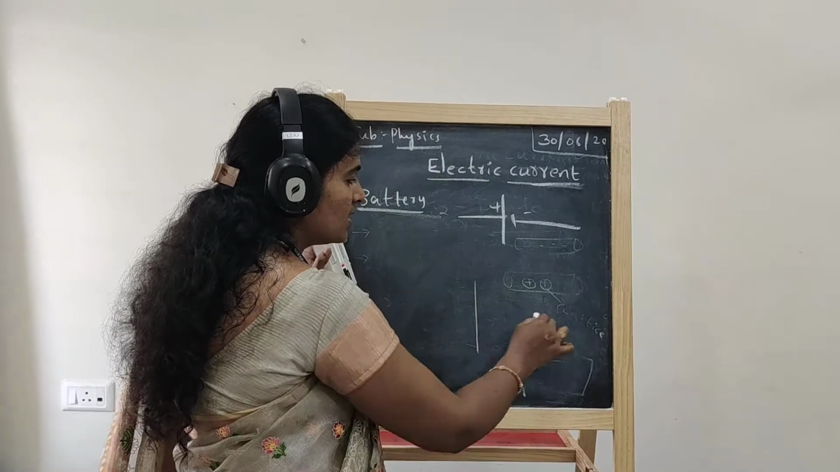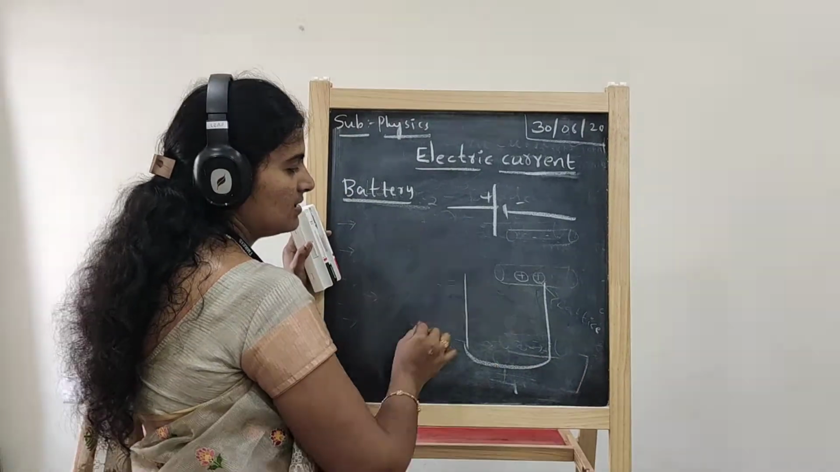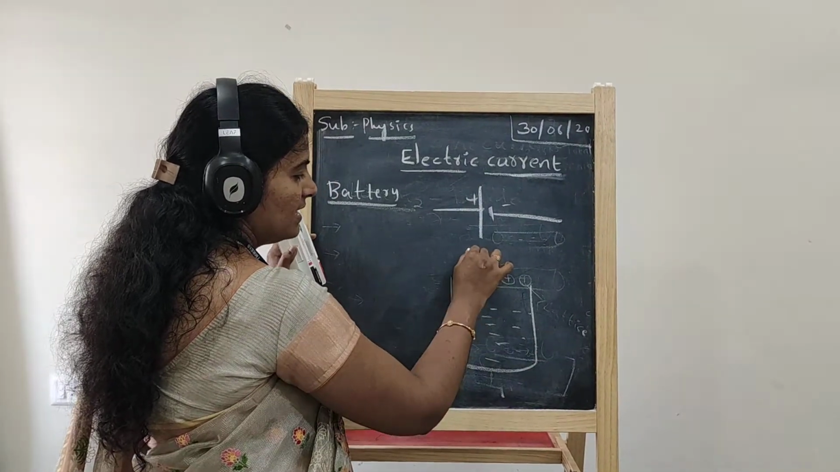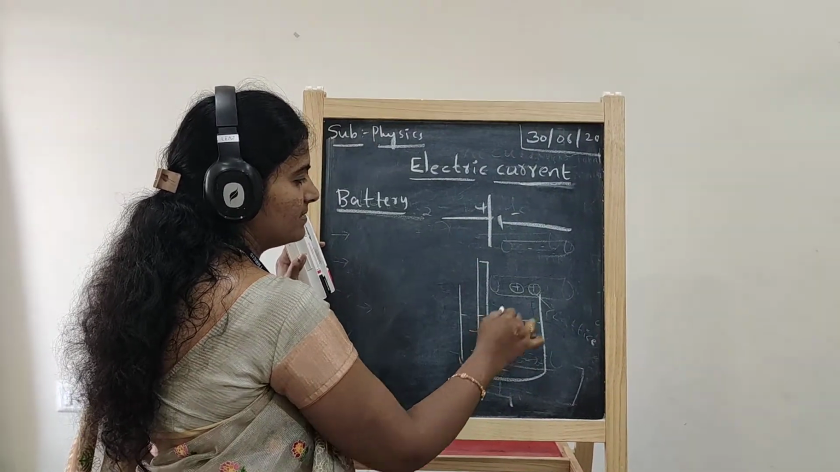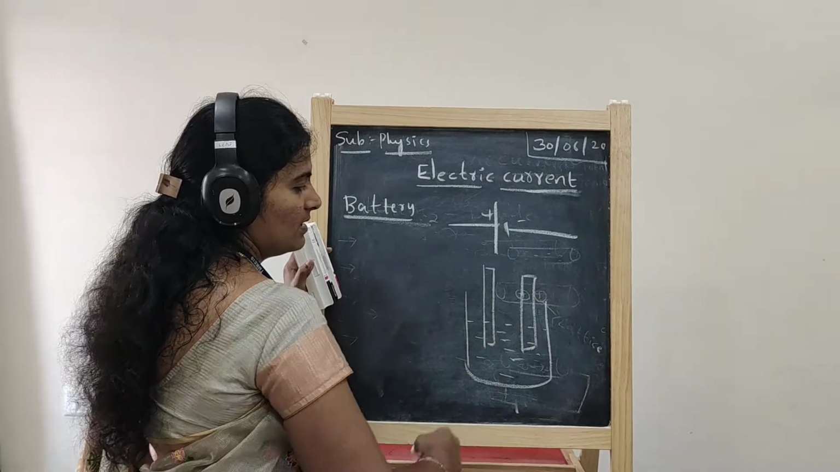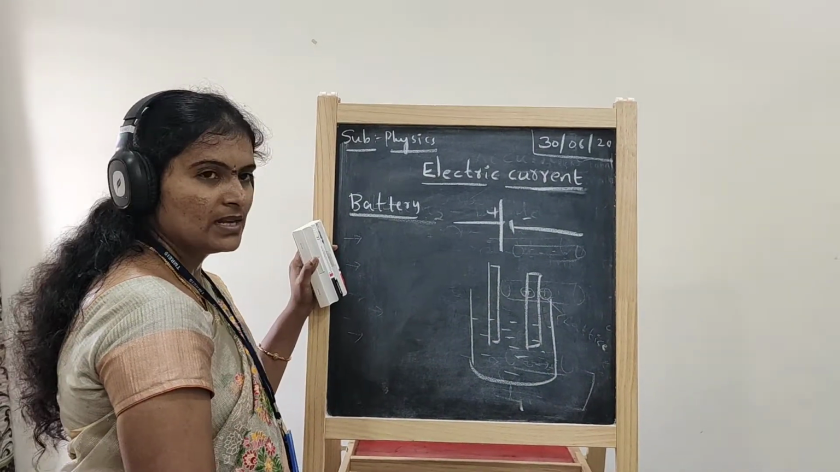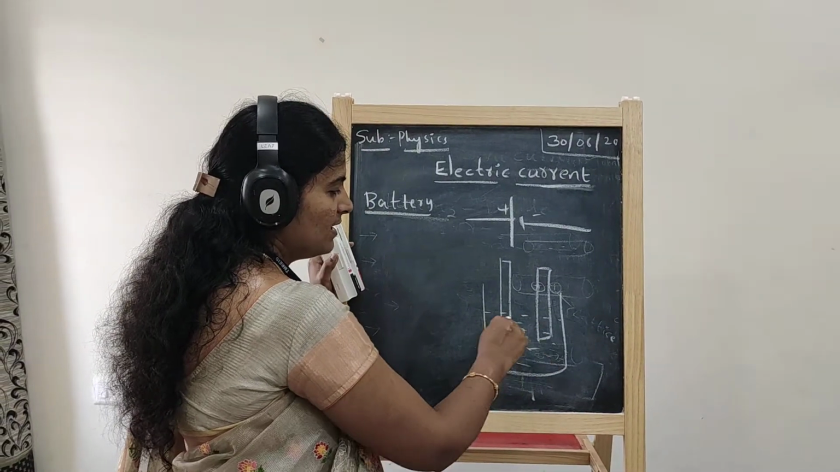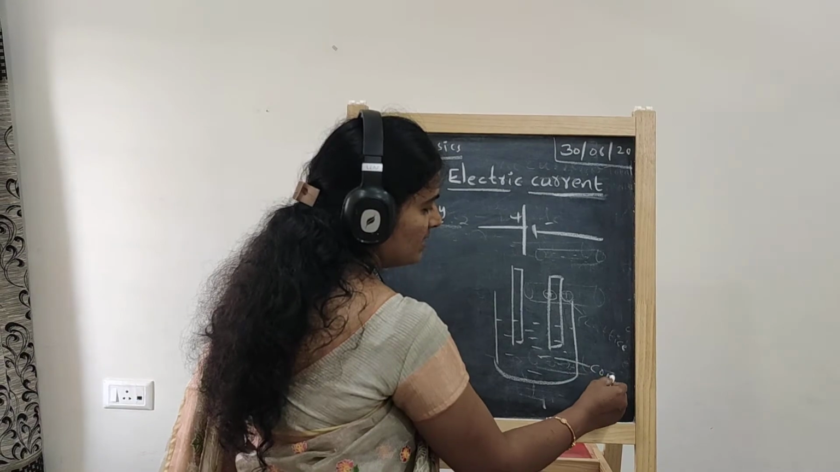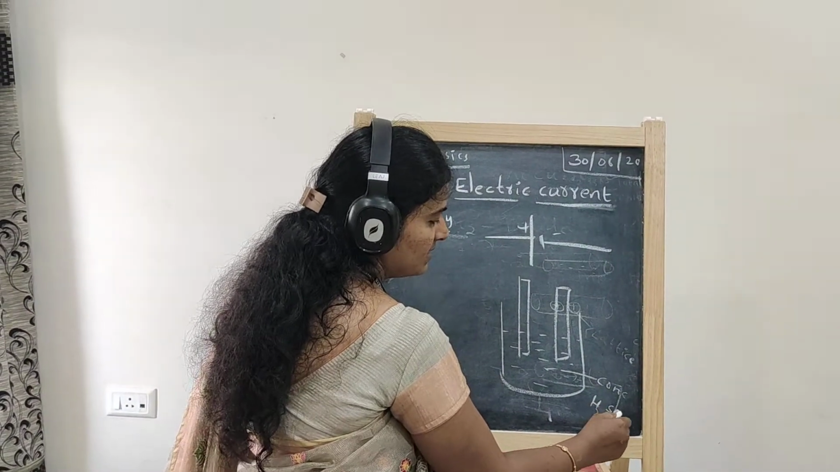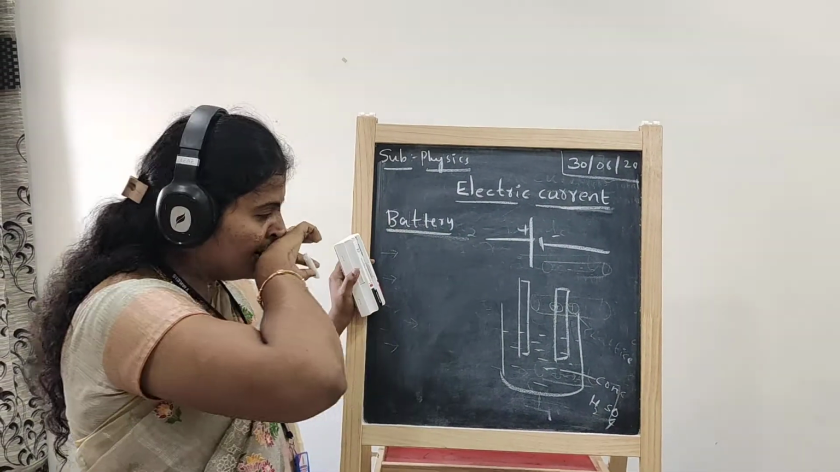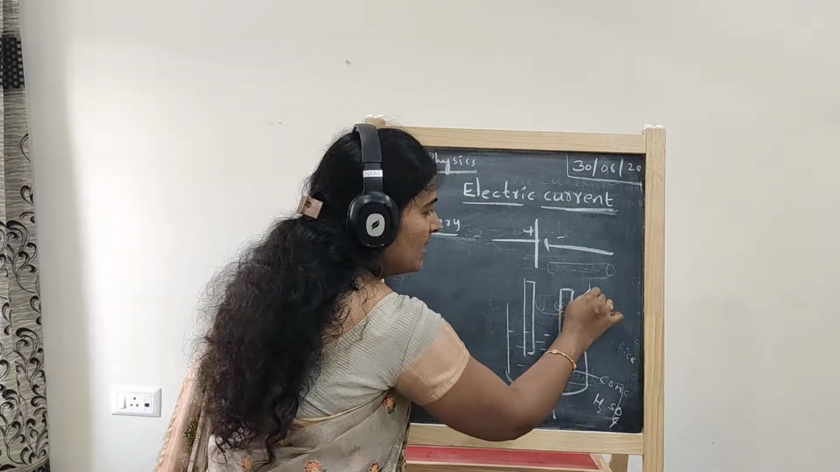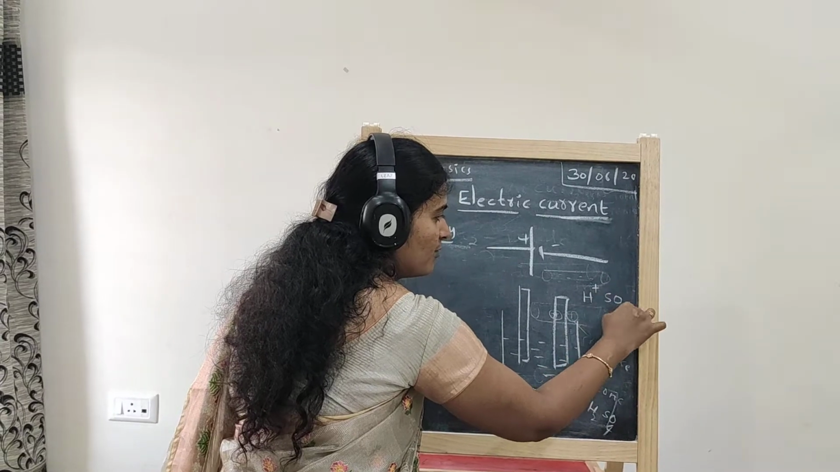What is meant by electrolysis? In a beaker, we take some electrolyte, and two electrodes are placed in it. Here we are using concentrated sulfuric acid as the electrolyte. Then what happens? That concentrated sulfuric acid has H plus ions as well as SO4 minus ions.